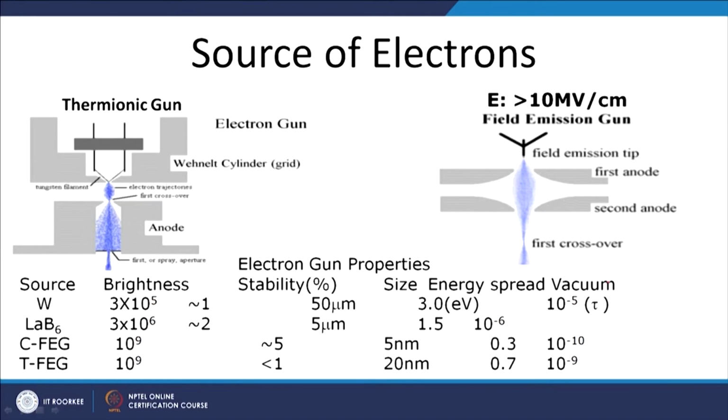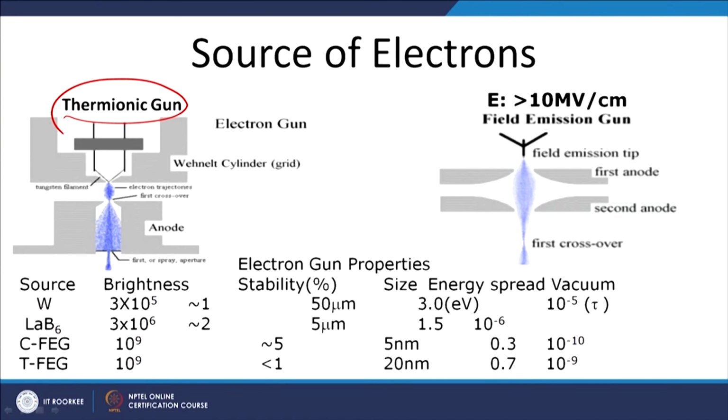The source of the electrons are called thermionic guns, because they emit the electrons by heating the coils, by heating the filament. So, that is why they are called thermionic guns. Okay, they are electron guns. They have been placed in a cylinder called Wehnelt cylinder or grid, and there are the anodes, the filament, and some of the parameters for the source and brightness.